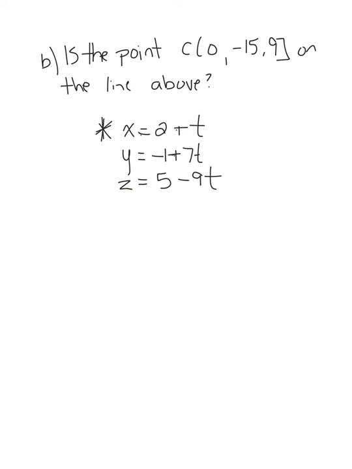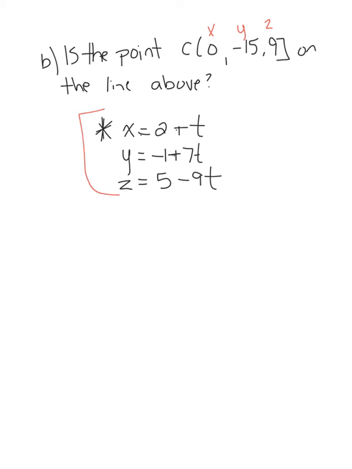So here we are with part B. Is the point C (0, -15, 9) on the line above? Just in case you're not writing these notes down, I did rewrite the parametric equations that we found on the previous slide. So what I need to be doing is taking this point C, my x, my y, and my z, and plugging it into the parametric equations that I have here and making sure that they are satisfied.